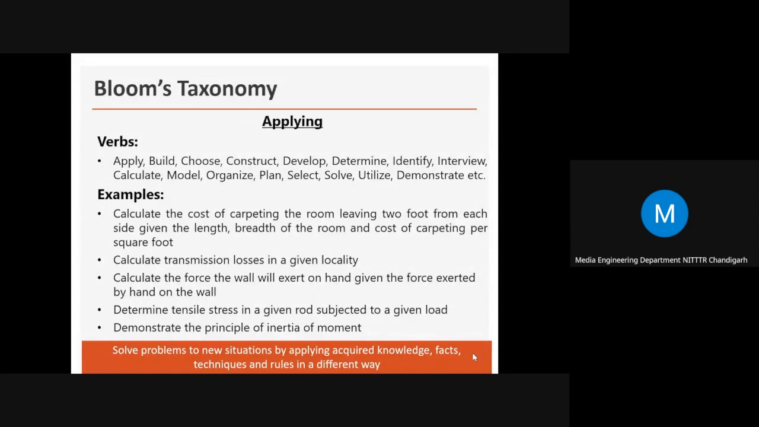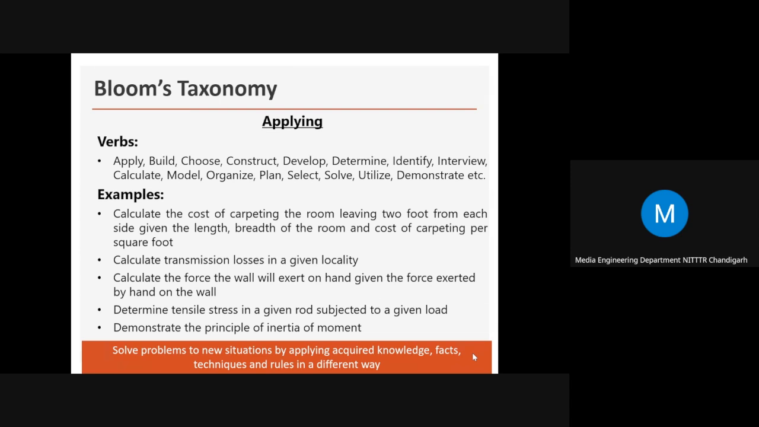Then third level, excuse me, third level is applying level. So we have various action verbs like apply, build, choose, construct, develop, determine. Such kind of action verbs are there. Examples you can see: calculate transmission losses in a given locality, calculate the force the wall will exert on a hand when given the force exerted by a hand on the wall.